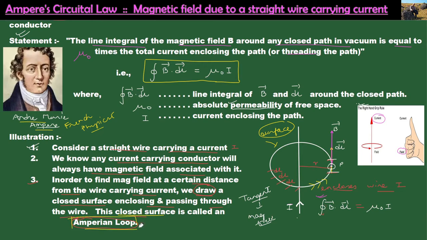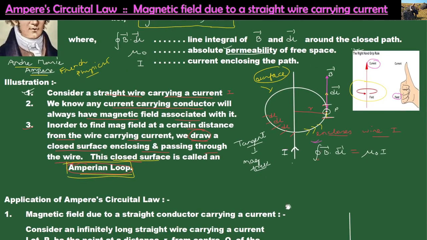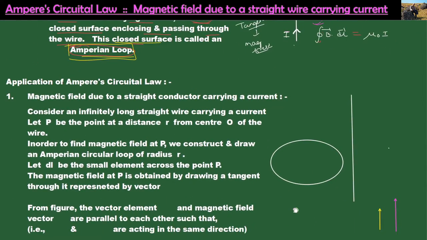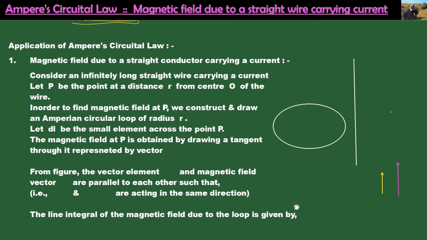As our Ampere loop. Okay, Ampere loop. And from here, the direction of our magnetic field will be in the anti-clockwise direction. So from here, let us do one application of Ampere's circuital law, where we will find the magnetic field.